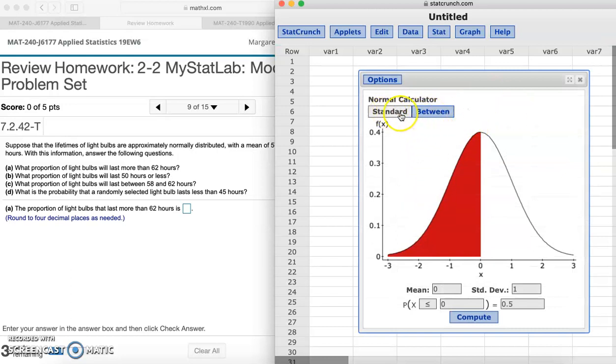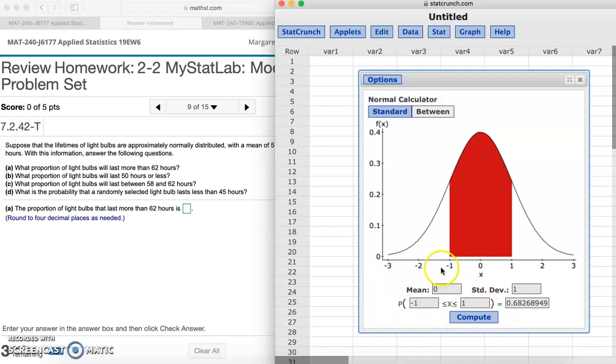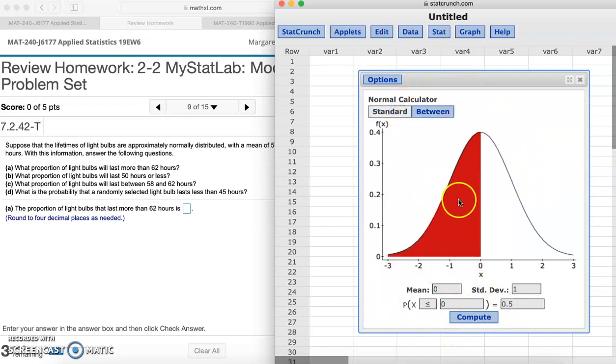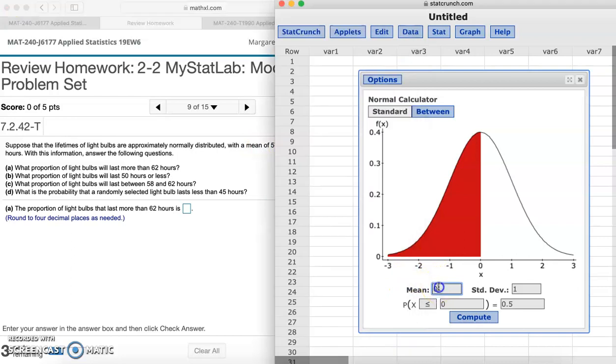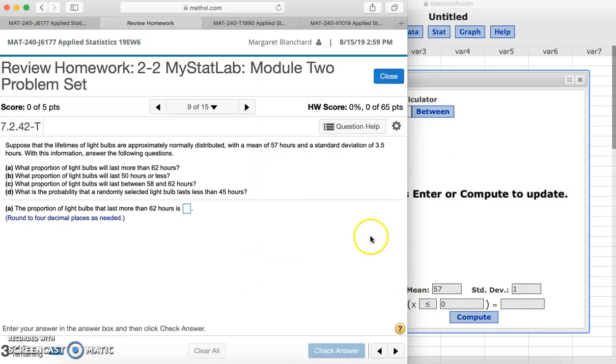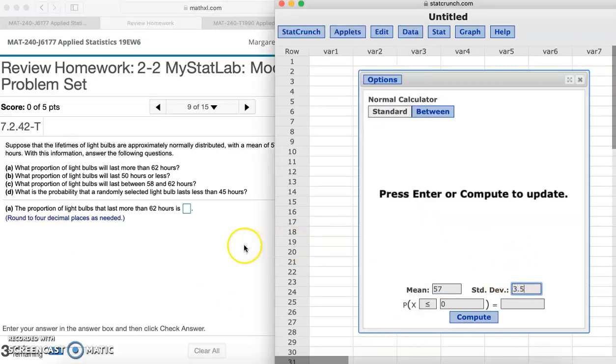You have a couple of options. You have Standard, which is just right here with the greater than or less than symbol. And you have between for when it's looking in between two values. And this is a great way to also see what we're actually looking at. So here, this is assuming standard normal distribution, with the 0 and the 1, and that's one of the things you can do: manually standardize the data by converting your X to Z. In this case, we can actually just input our mean of 57 and our standard deviation of 3.5. So we can skip that step.